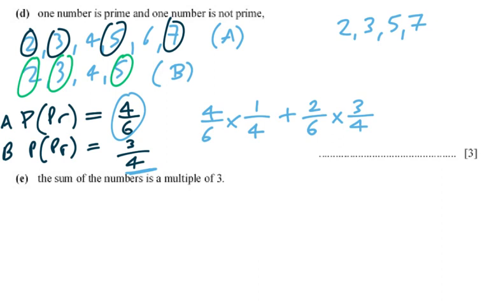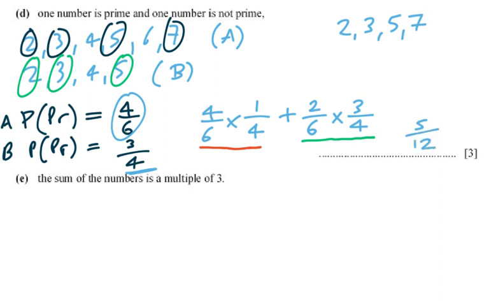Either the first instance, where spinner A is prime, and then you multiply by the probability of the number on spinner B being not prime, or the number on A is not prime, and then the number on spinner B is prime. That's the only two ways it can happen. So you're going to have to work out those probabilities and then add them together, which should be 5. You put it in your calculator.